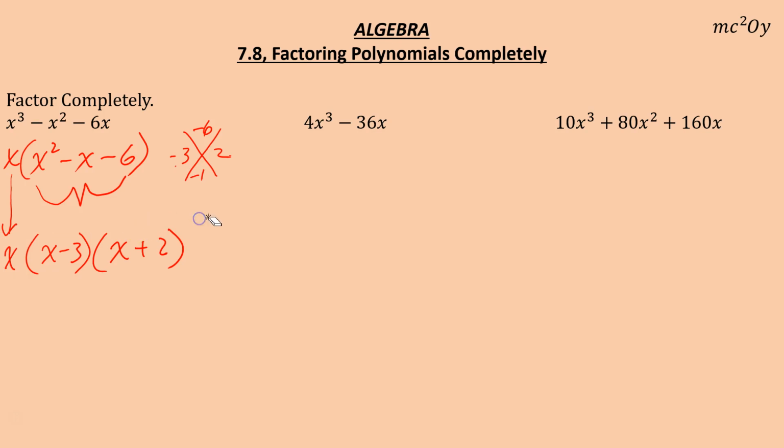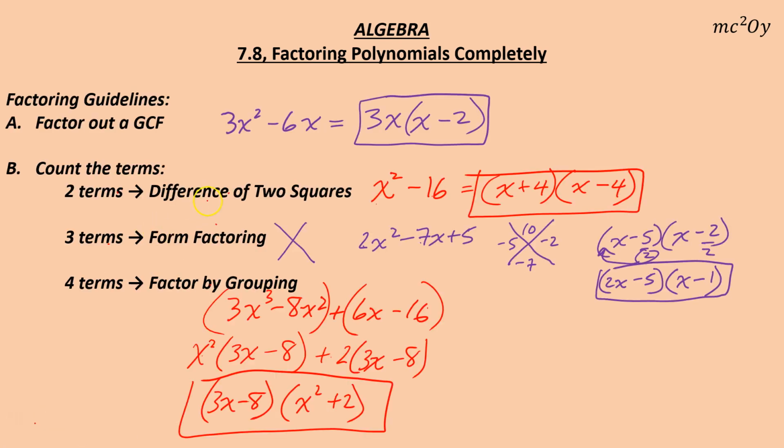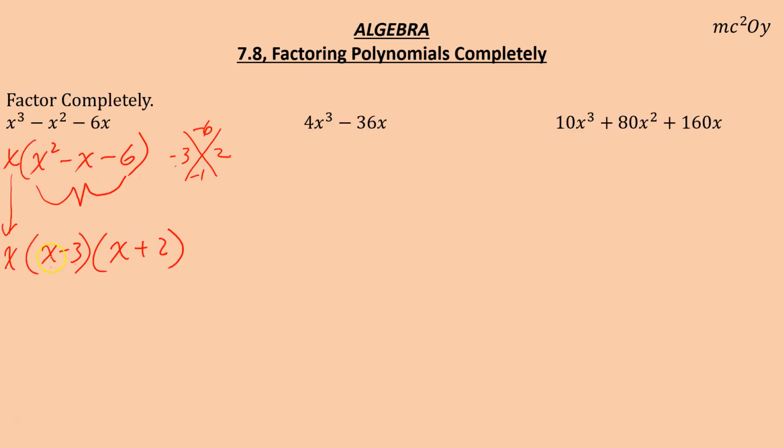Really, what we should do before I say we're done factoring, notice you have 2 binomials now. And so there's 2 terms. And remember, with 2 terms, you're looking for difference of 2 squares. So we started here. We should really check here next. Difference of 2 squares. Perfect square? No. Perfect square? No. So we're done.